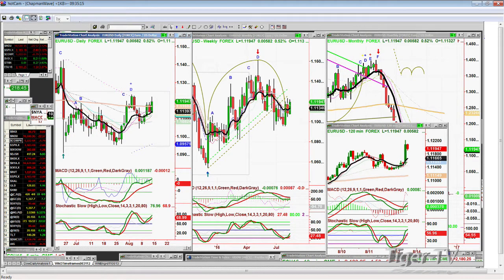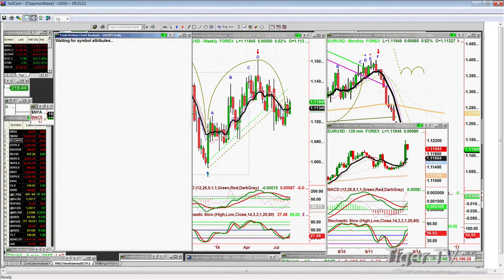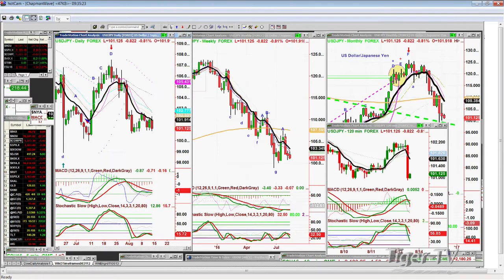So, okay, now what I'm going to do is I'm going to go to the USD JPY. That is the dollar and the Japanese yen. And that right now is doing that H pattern that can go to a lowercase m pattern. Not very good looking at all.